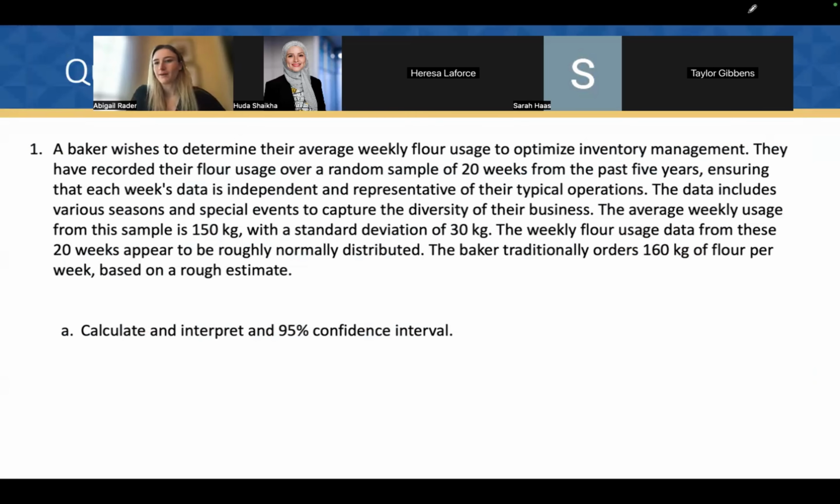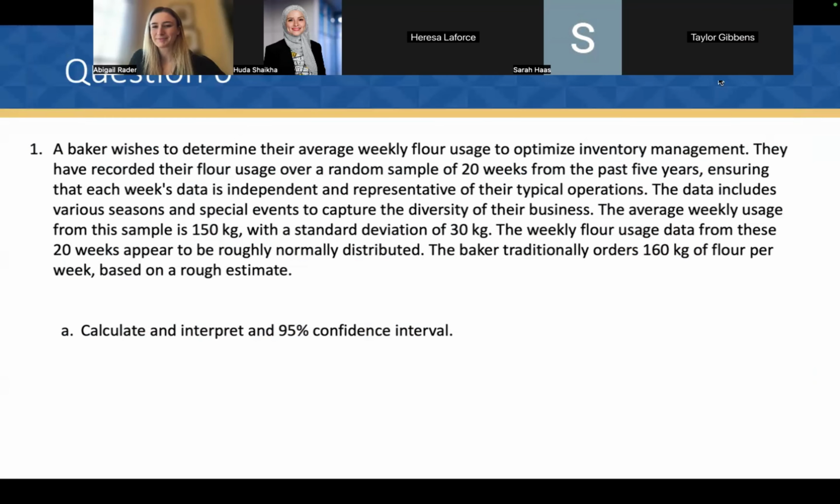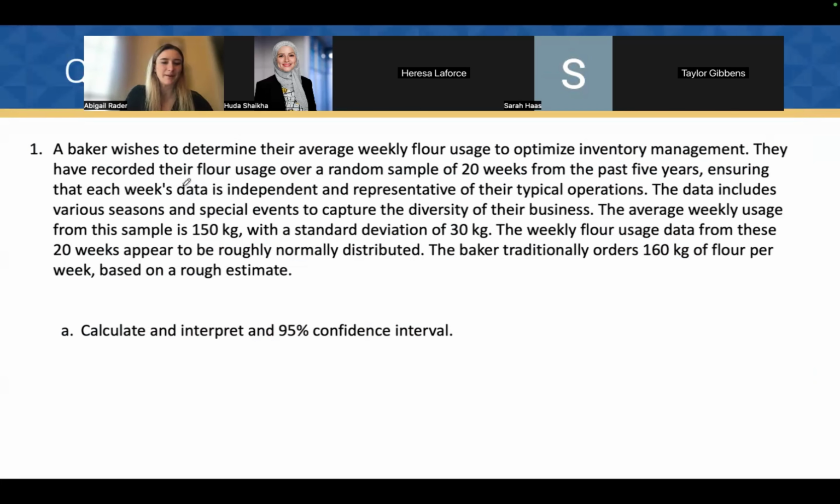Okay. So let's talk about doing some confidence intervals. Let's say that there's a baker and they have a random sample of weeks throughout the year. It's 20, so their N is 20. They want to compare their average weekly spending, which has a mean of 150 and a standard deviation of 30, to their population, which is their total over the past 5 years, with a mean of 160. And we're told that it's roughly normally distributed.